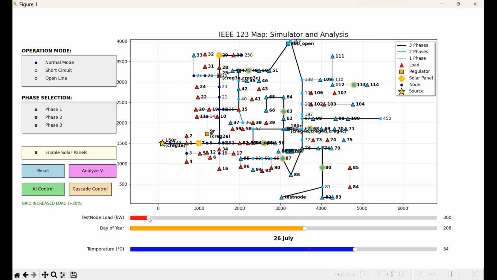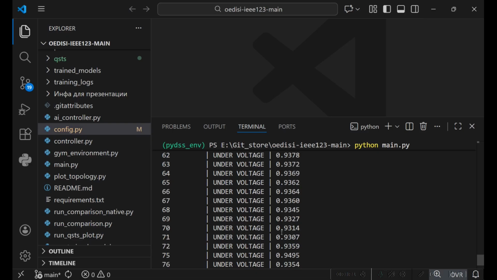You see that after setting the additional load, and also in the settings we set plus 20%, a number of nodes have turned blue, which indicates that these nodes are in voltage sag mode. They do not receive enough voltage to operate their load equipment. Here you can also see the node numbers and corresponding readings for each of the presented nodes.